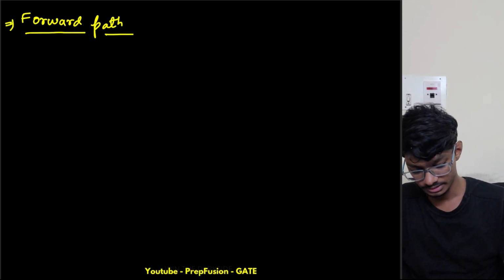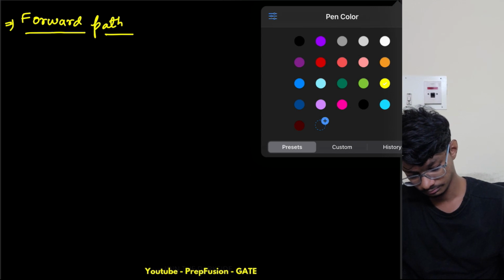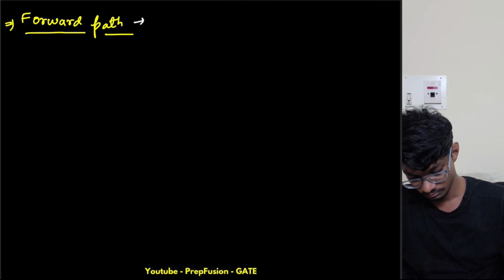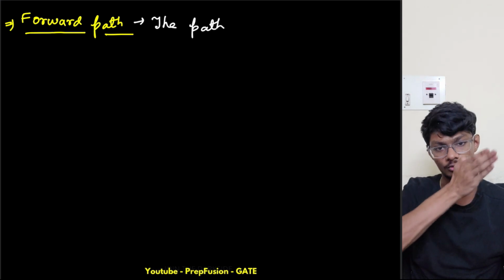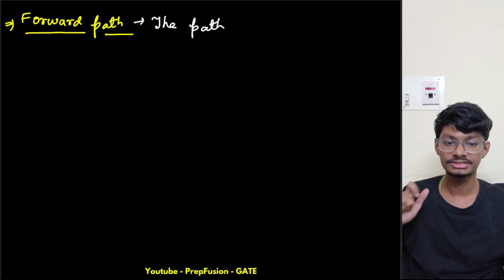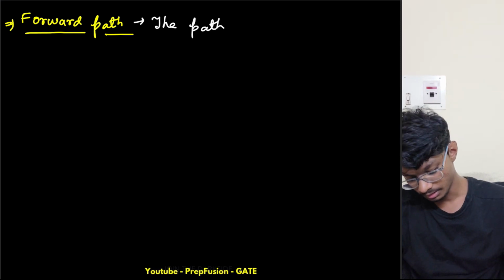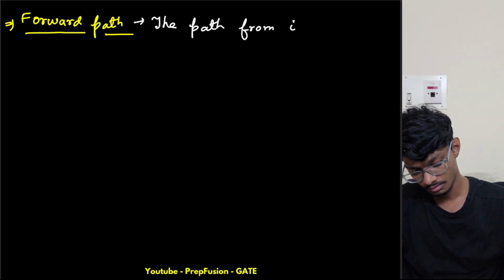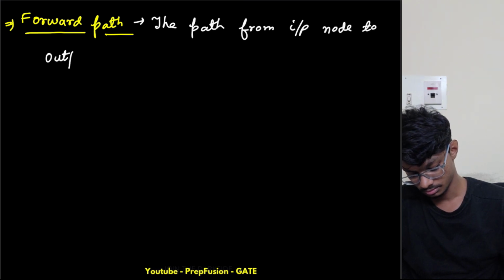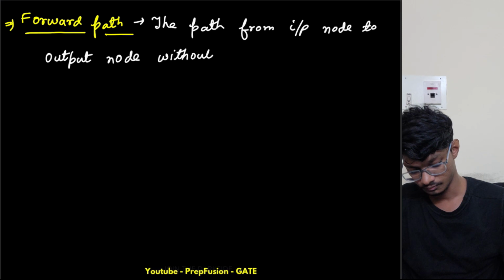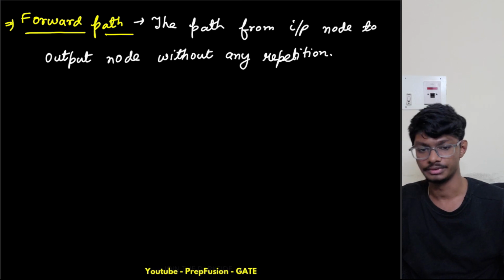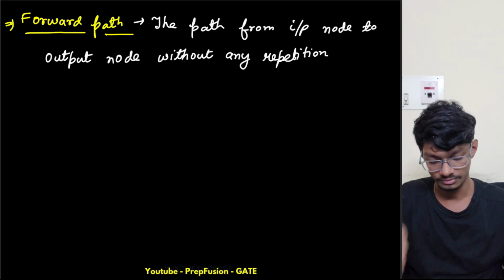What is forward path? It is the path from input node to output node without any repetition of any of those nodes. It is the path from input node to output node without any repetition of these nodes.